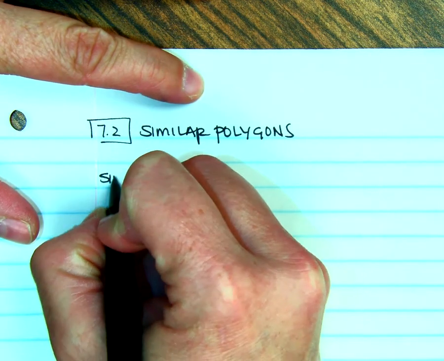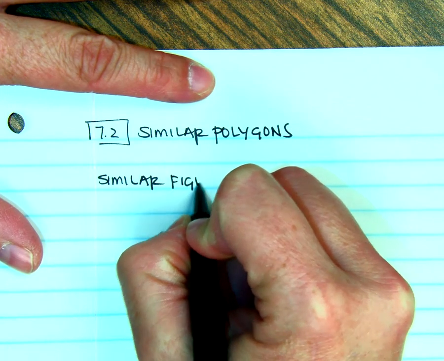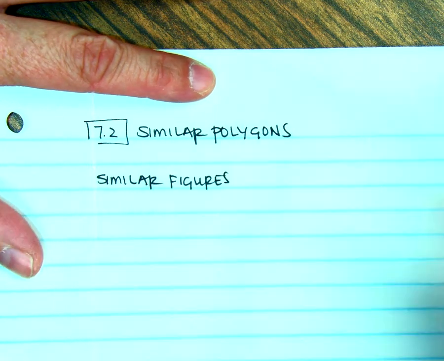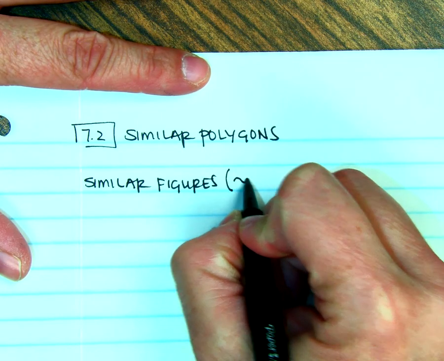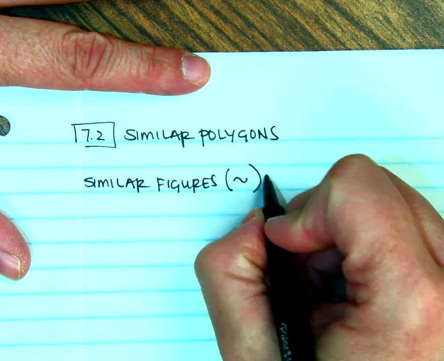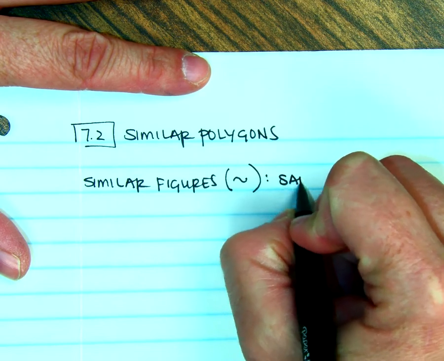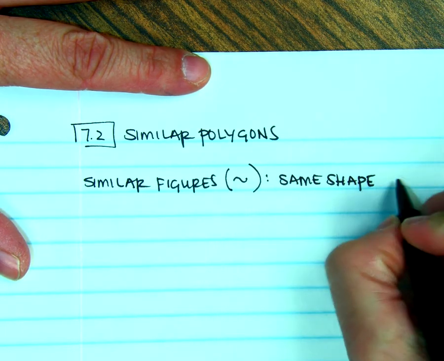Okay, so similar figures. The symbol for similar is like the little wavy line, which is the top part of the congruency symbol. Similar figures have the same shape, but not necessarily the same size.